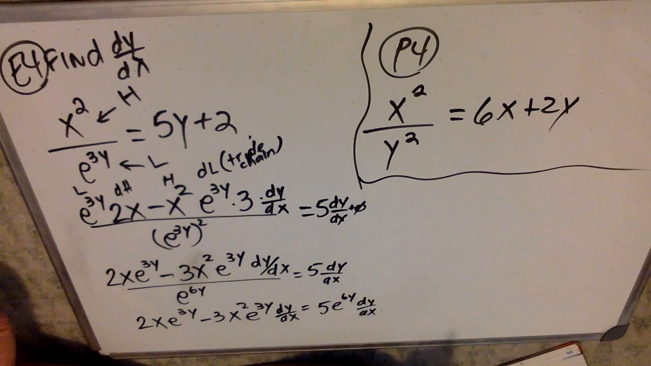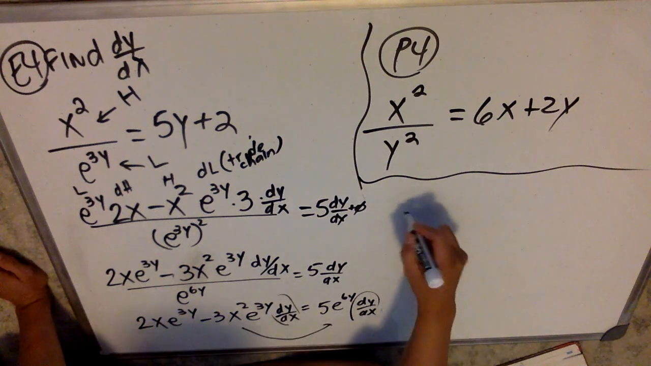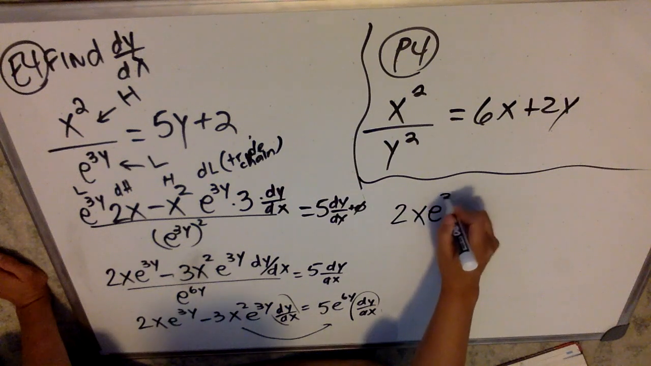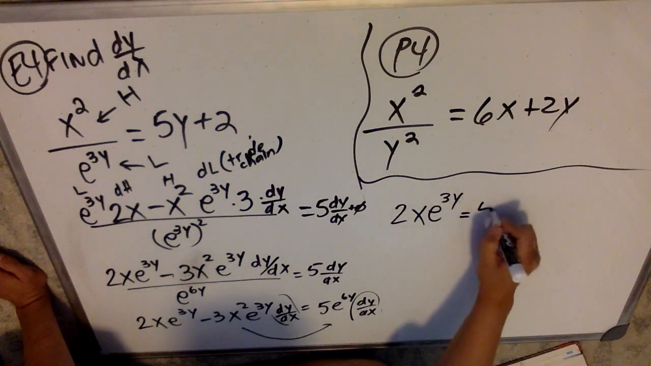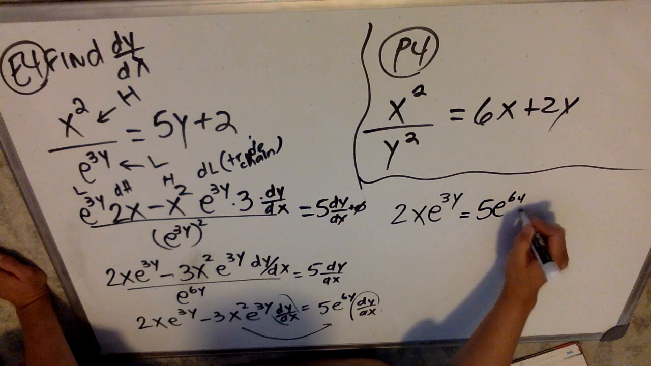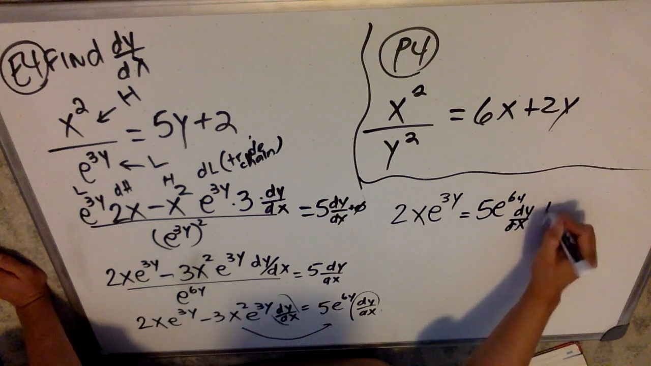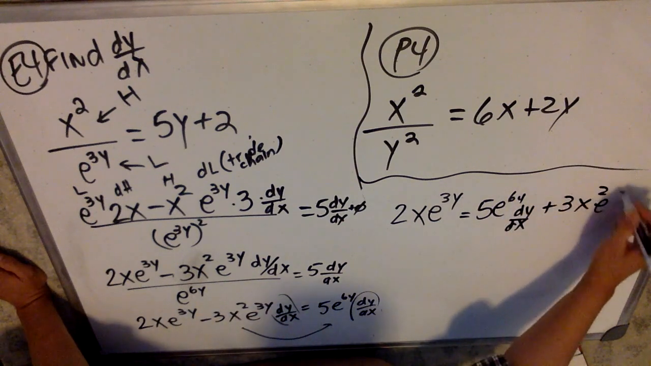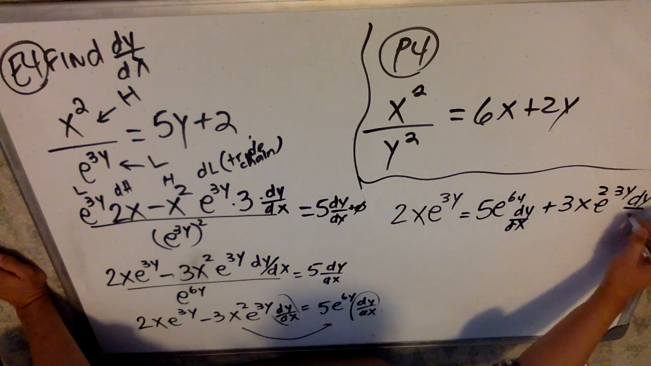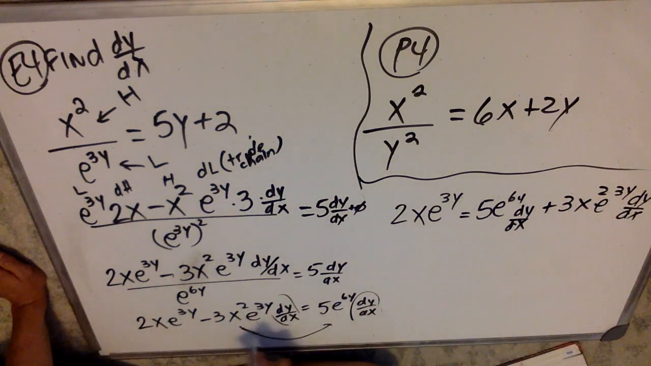You want all your dy dx's on one side. In this case, it really makes a lot of sense to just move all of them to this side, since this side only has a dy dx. So I'm going to get 2x e to the 3y equals a 5 e to the 6y dy dx plus a 3x squared e to the 3y dy dx. And it became a plus because I added this thing over to the other side, right? It was already a minus, so to move it, I added it over.